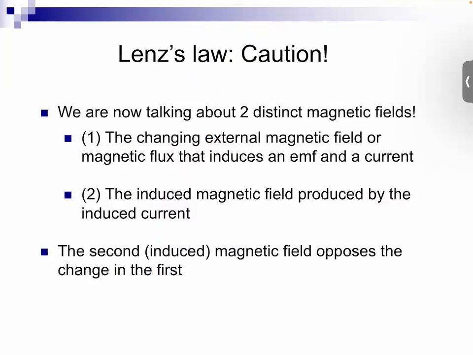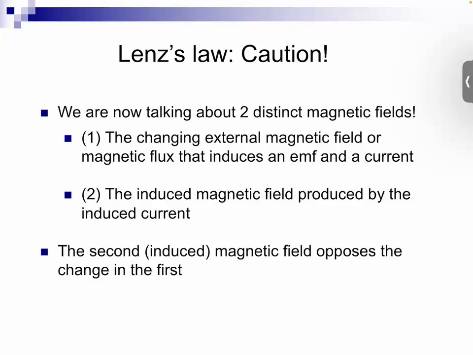because we are now talking about 2 distinct magnetic fields. The first magnetic field is called the external magnetic field. That's the magnetic field that's originally present in the system that's passing through the loop. And then you have the second magnetic field called the induced magnetic field. That's the magnetic field that's created after the change occurred. So we're now talking about 2 distinct magnetic fields.